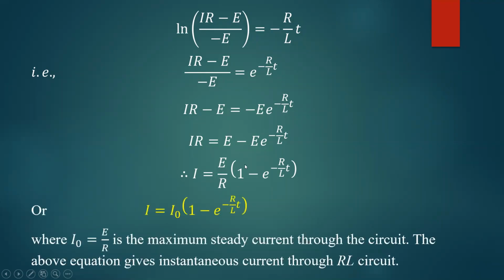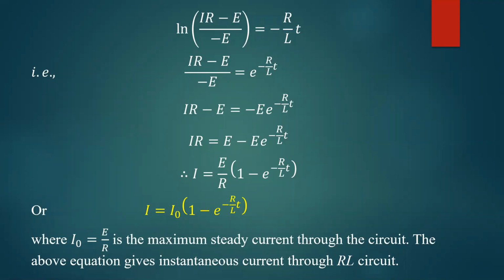So this E by R represents the maximum current I naught. Therefore, you will get the expression for I as I naught into 1 minus e to the power minus R by L into T, where I naught is E by R, the maximum steady current which flows through the circuit. The above equation gives the instantaneous current through the RL circuit. Observe here, the current is growing exponentially. As T increases, the term in the bracket increases exponentially. Therefore, current will increase exponentially with time.